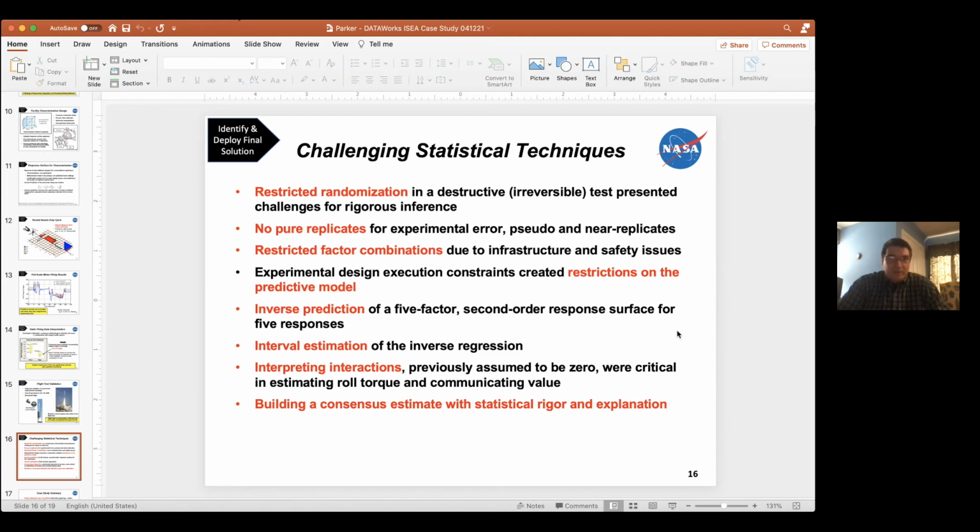We had restrictions on the predicted model. We had to come up with a way to do inverse prediction with uncertainty. We had to interpret those and build a consensus estimate. My main takeaway on this slide is that you will not find this problem in any textbook.